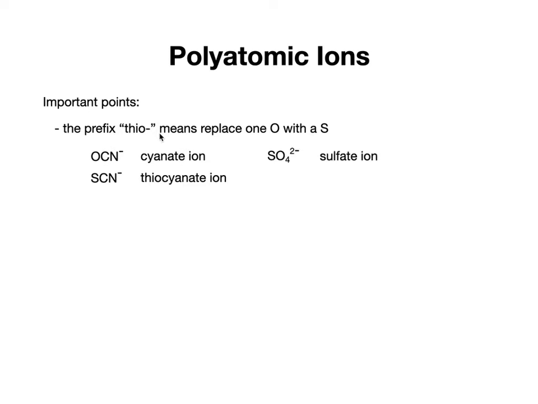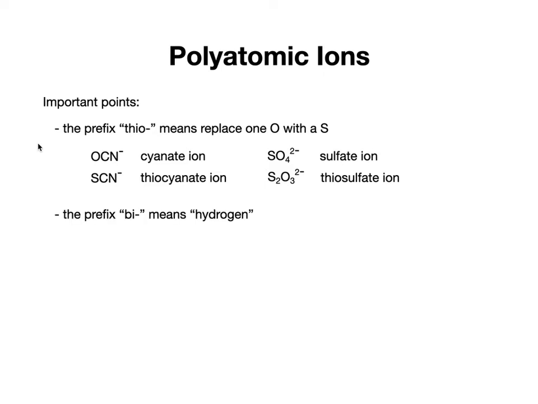Let's look at another example. The sulfate ion, okay? If we want the thiosulfate ion, what do we do? We replace one oxygen with a sulfur. So we're going to pull one oxygen out of here and replace it with a sulfur. That will give us this, S2O3 2-. Okay, the thiosulfate ion. Notice, class, we don't change the charge. The charge stays the same. We simply replace one oxygen with a sulfur. Okay, so that's what thio means.